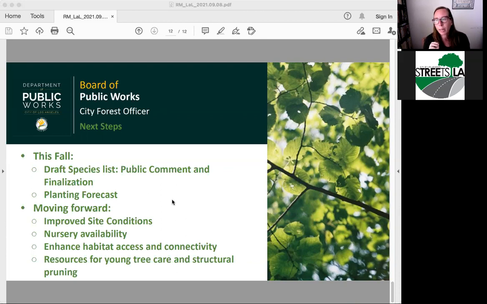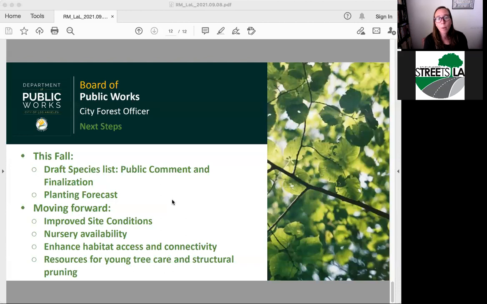Either way, I 100% agree that we should be planting a diverse amount of species. And again, part of that is going to be continuing to have this nursery conversation, because the species may be available. Are they always available when we want them? Maybe, maybe not. So that's going to be part of our ongoing work moving forward.